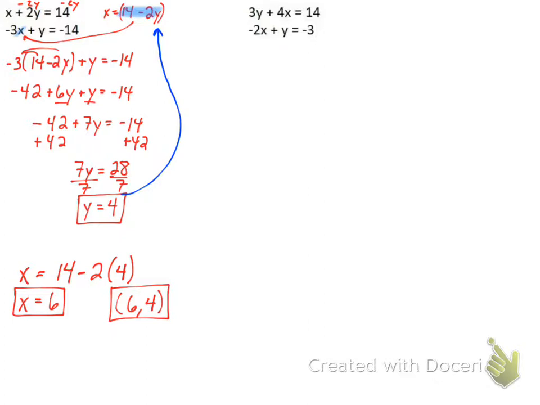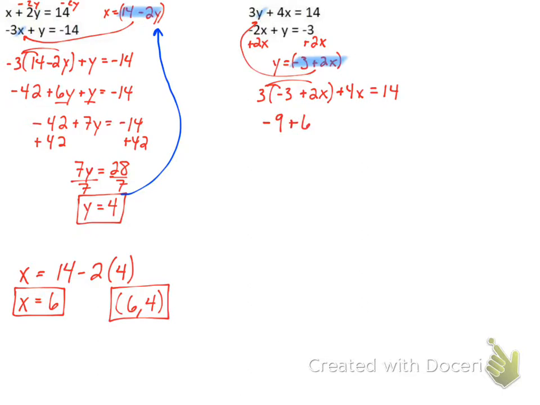Then with the last one, I want to get my y by itself in the bottom one. And so I'm going to add the 2x over to the other side. Get y is equal to negative 3 plus 2x. Put parentheses around it. Again, I got y by itself, so I'm going to plug it into y of the other equation. So I'm going to end up with 3 parentheses, negative 3 plus 2x, plus 4x is equal to 14. I can distribute, get negative 9 plus 6x plus 4x is equal to 14. 10x when I combine these together is equal to 14. 10x is equal to 23.